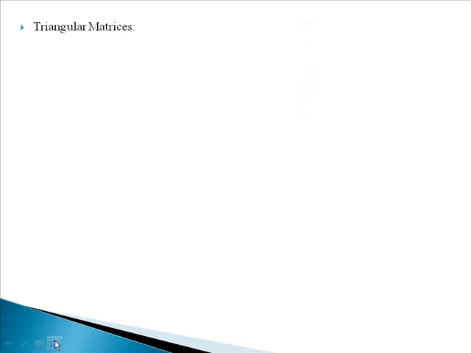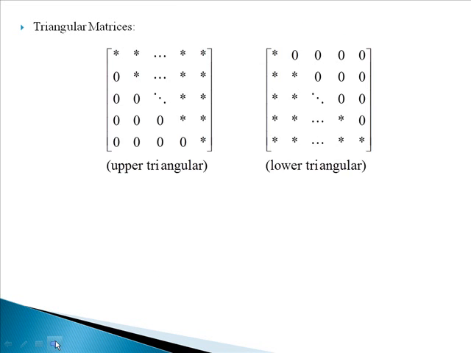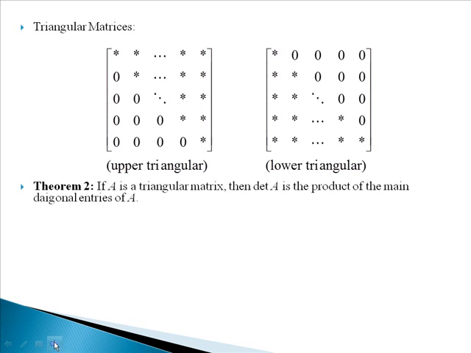And the first one we'll look at is some triangular matrices. Our first matrix is upper triangular, meaning we have zeros on the bottom and our numbers form an upper triangle. And then here's a lower triangular where our numbers are forming the lower triangle and we have zeros above. So we have theorem 2. If A is a triangular matrix, so we have either all zeros above the diagonal or zeros below, then the determinant of A is the product of the main diagonal entries of A.